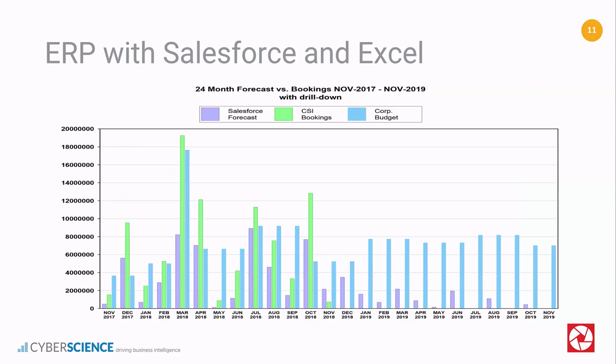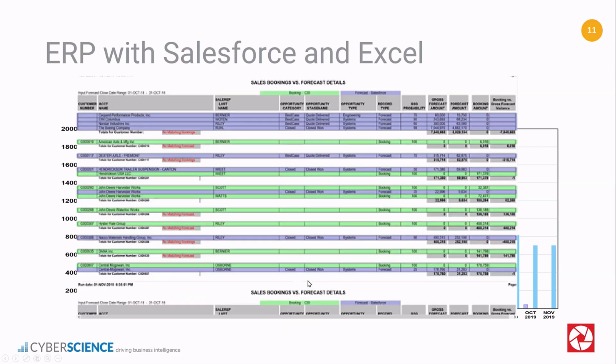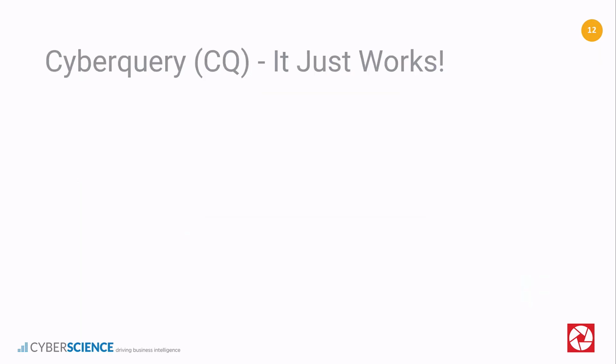Okay, here's another example. This is pulling in data from Salesforce in the cloud. Here's their ERP, and then the corporate budget is maintained in Excel. But again, with Cyberquery, they can pull data together from all three sources, and a user just comes in here and they go click, and now they can drill down and see the details behind the Excel, the Salesforce, and the ERP data, and group the two together by customer ID or whatever. But again, pulling data from multiple sources is something that Cyberquery does very nicely for you.